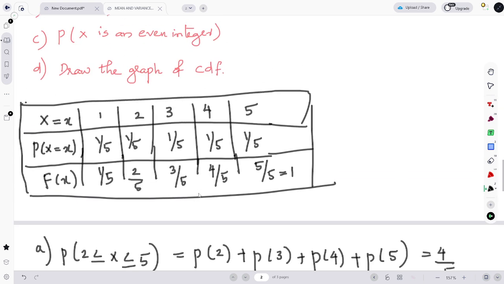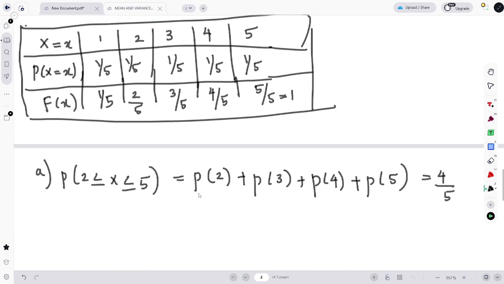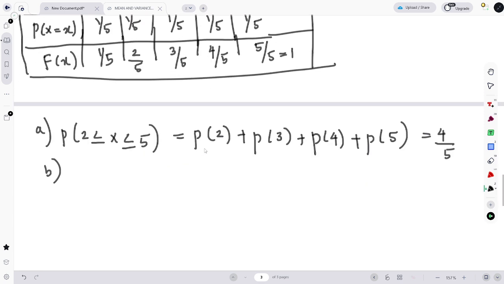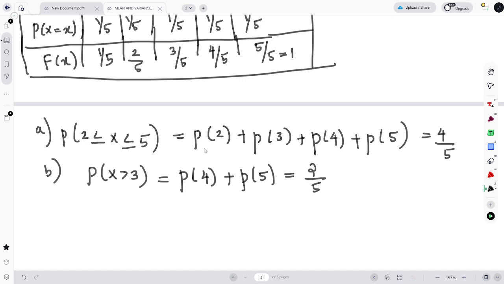Now the second question, P of x greater than 3. P of x greater than 3 means greater than 3, so 3 is not included. So P of 4 plus P of 5, that is equal to 1 by 5 plus 1 by 5. This is 2 by 5.